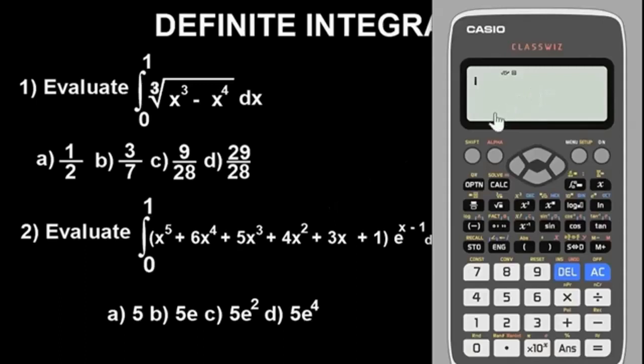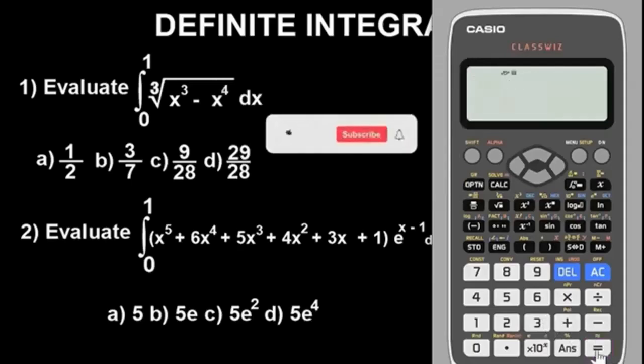Having known that, let's clear. To clear, you simply press shift, 9, then follow the instruction. Press 3, then press equal, and then press equal again. What this does is put your calculator in default mode. Having known that, let's go ahead and solve this particular problem.